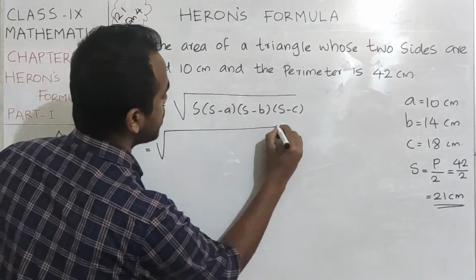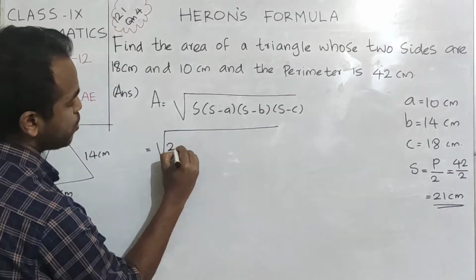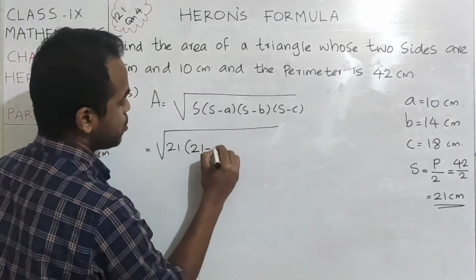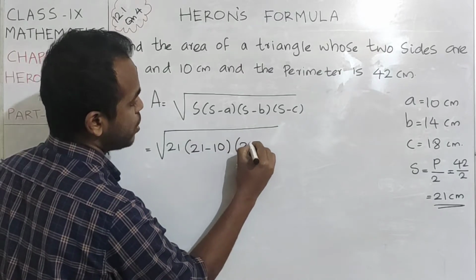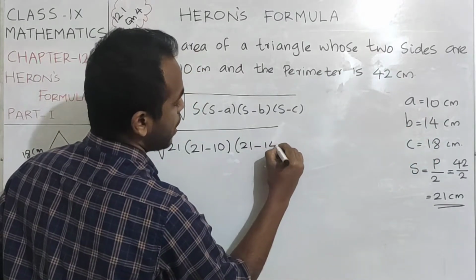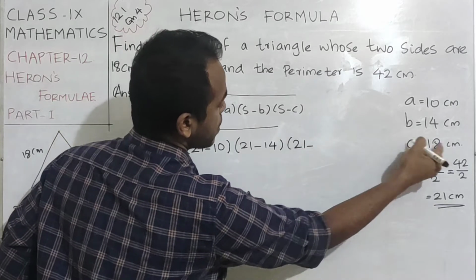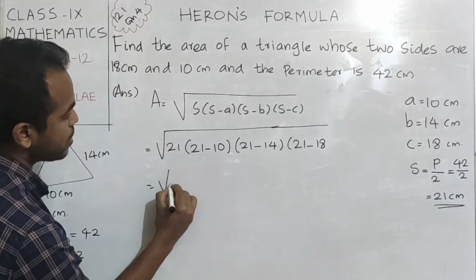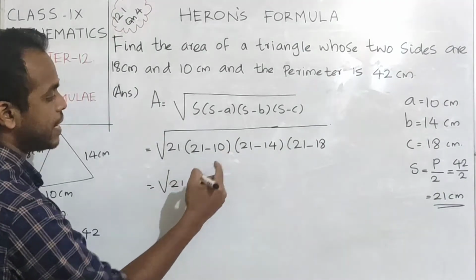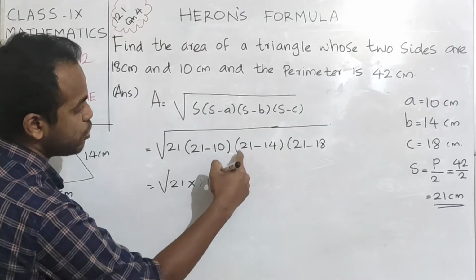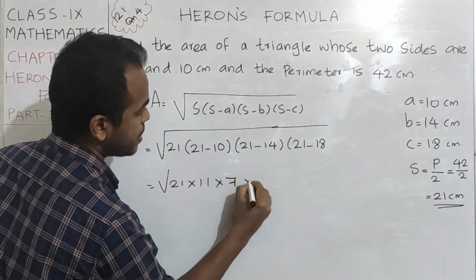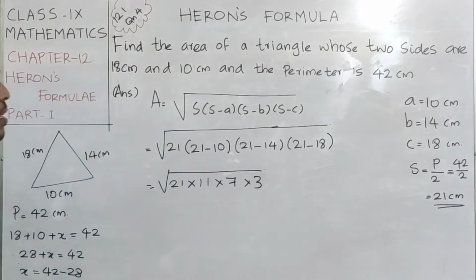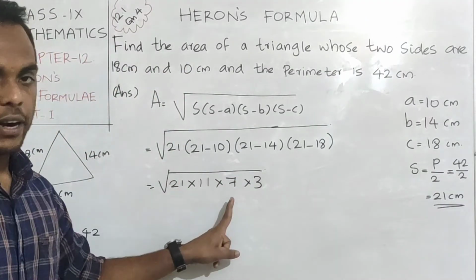Now let's write, s is 21. 21 into s minus a, that is 21 minus, the first one a is 10, then 21 minus b is 14, then 21 minus 18. So this is the formula. Now let's simplify this one. 21 into 21 minus 10 is 11, into 21 minus 14 is 7, into 21 minus 18 is 3. Now we need to find the root of this product.